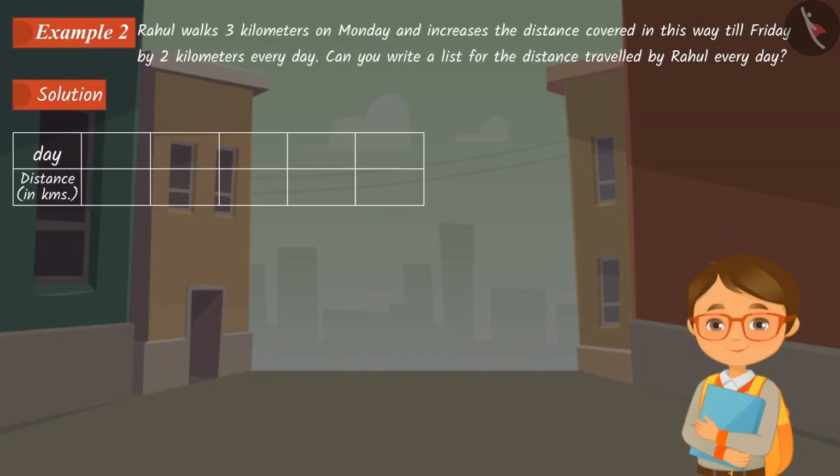As per the question, Rahul travels a distance of 3 kilometers on Monday. Because he increases the distance travelled by 2 kilometers every day, the distance travelled by Rahul on Tuesday would be 3 plus 2 is equal to 5 kilometers. Thus, the distance travelled each day can be found by adding 2 to the distance of the previous day.